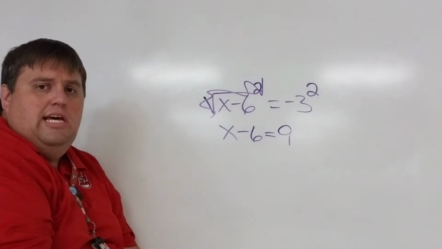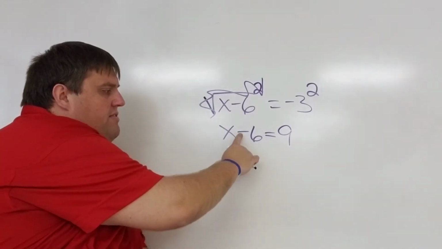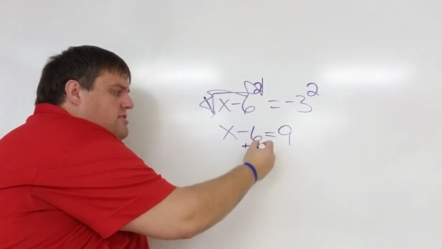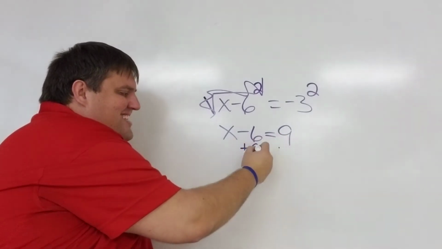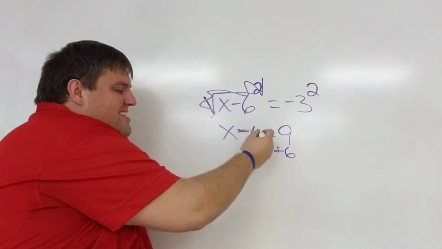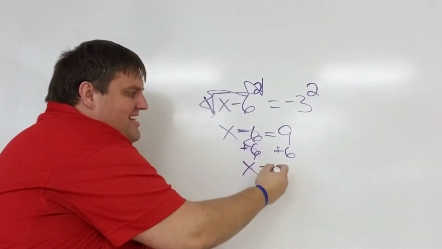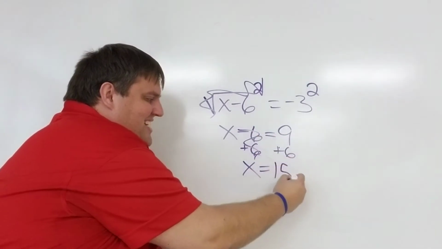And then this one has an extra step, right? I just have to get rid of minus 6. So to do that, we're going to add 6 to both sides. When you add 6, they cancel out. 9 plus 6 is 15.